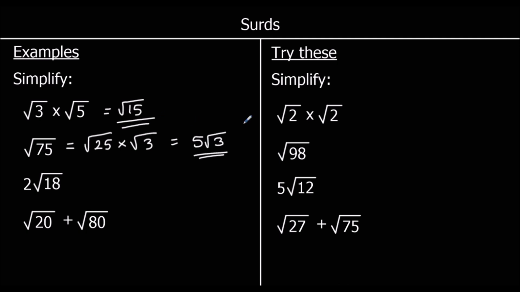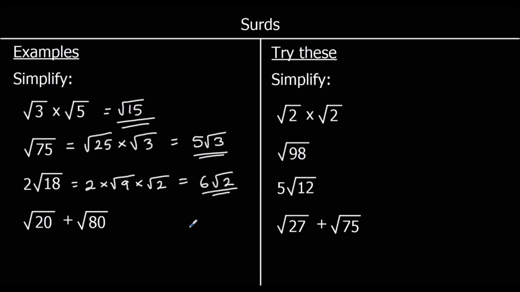The third one, 2 root 18. Again, root 18, I can take a square number out. It's got a square number as a factor, and it's 9. So I can say root 18 is root 9 times root 2. So I've got 2 times root 9 times root 2. Root 9 is 3. So I've got 2 times 3, which is 6, times root 2, so 6 root 2.